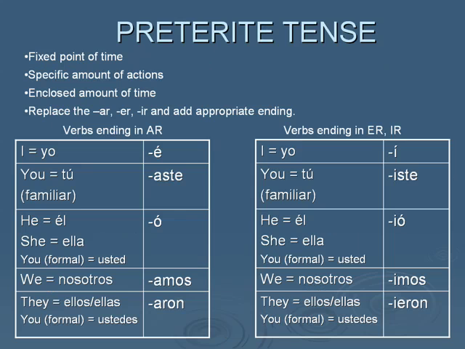The preterite tense is for a specific number of actions in a closed amount of time and at a fixed point of time. Like the present, you drop the AR, ER, and IR, and you add the appropriate ending. These are the endings for most of the verbs in the preterite tense. Again, there are going to be irregular verbs.